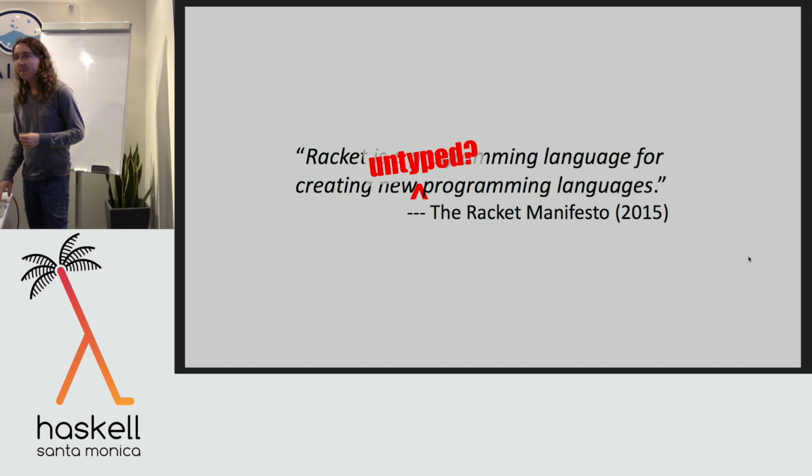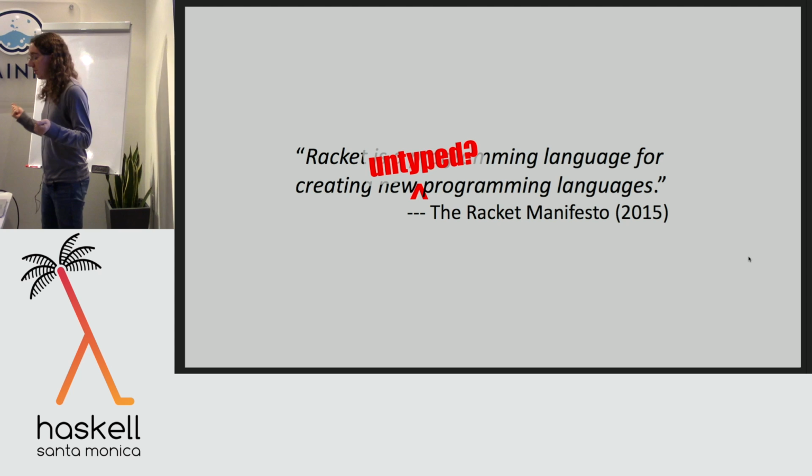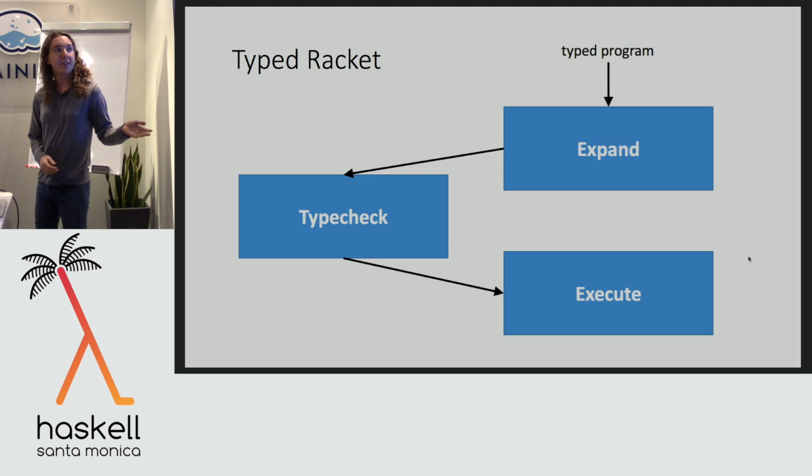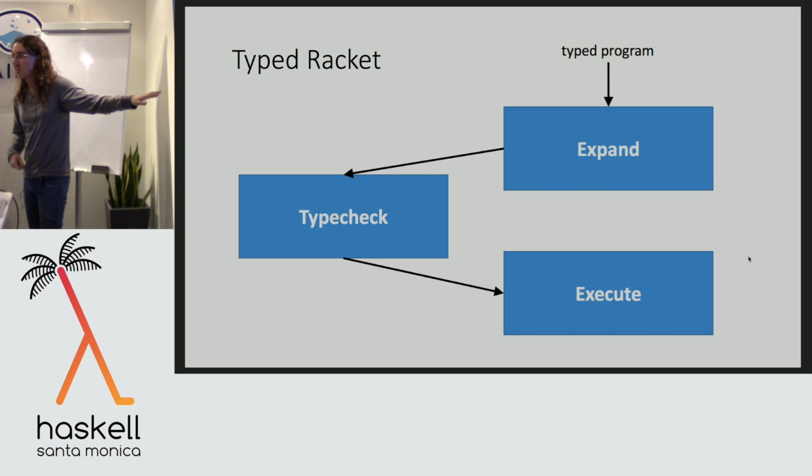So the question is, can you come up with typed languages in Racket, or is it really only good for one thing? And the good news is, you kind of can. So again, here's a diagram of the way Typed Racket works. You have your typed program, you expand it out, you type check the fully expanded program, and then you run the result with the types erased.